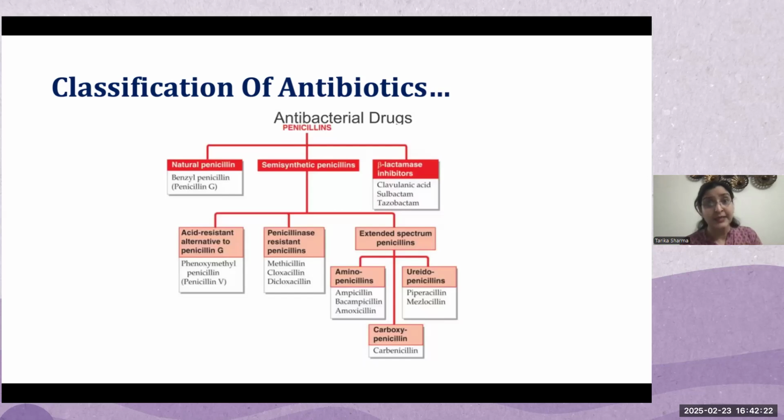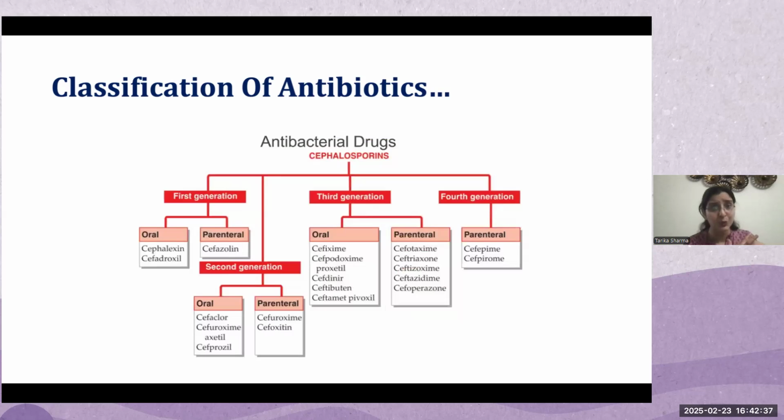Then you have the penicillin group of antibiotics, where you have the natural penicillins, like benzyl penicillin, penicillin G. You have the semi-synthetic penicillins, or the beta-lactamase inhibitors, like tazobactam, sulbactam, etc. Then you have the cephalosporins, which have first, second, third, and fourth generations, where we commonly use drugs like cefazolin, cefuroxime, cefotaxime, ceftriaxone, cefixime. These are common cephalosporins which are used in almost all kinds of hospital and healthcare settings.